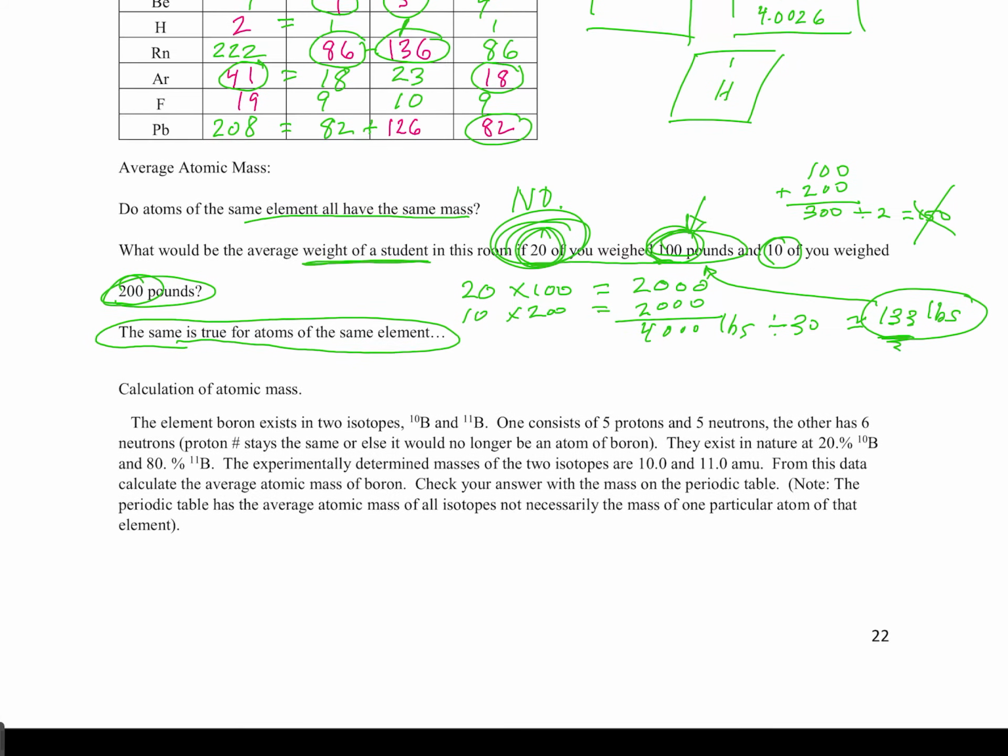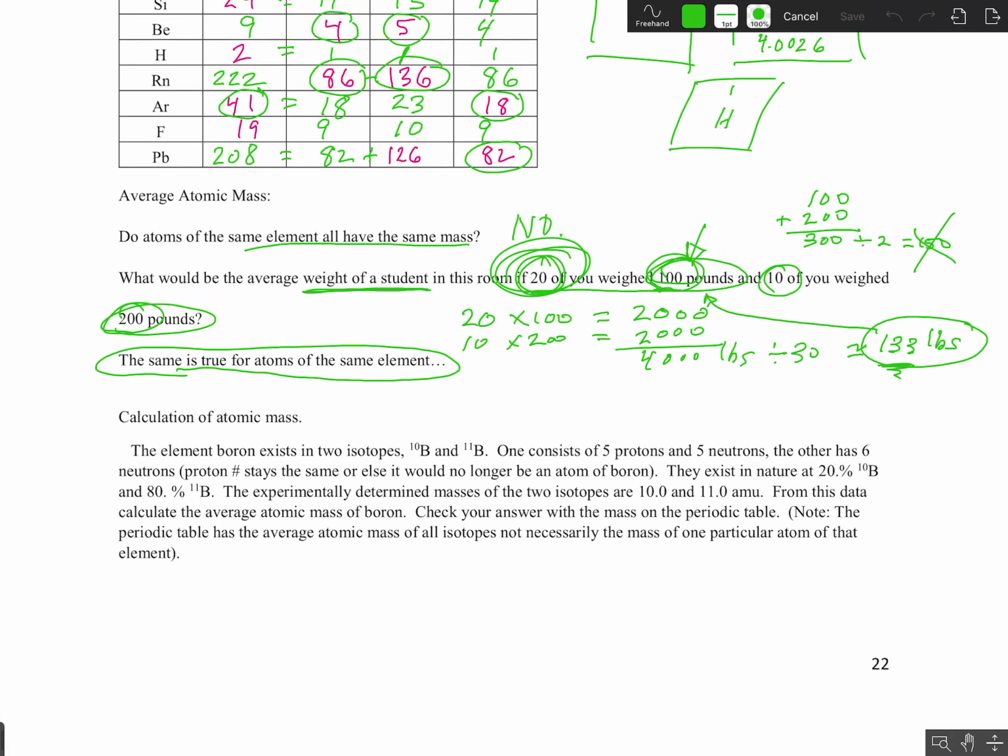So let's take a real example. Let's see if maybe we can find the average atomic mass of a boron atom. Turns out that boron atoms come in two different types of isotopes, boron 10 and boron 11. Obviously, one has 5 protons and 5 neutrons. The other has 6 neutrons, still 5 protons, kiddos. They exist in nature as 20% boron 10 and 80% boron 11. And their experimentally determined masses are either 10.0 atomic mass units or 11.0 atomic mass units.